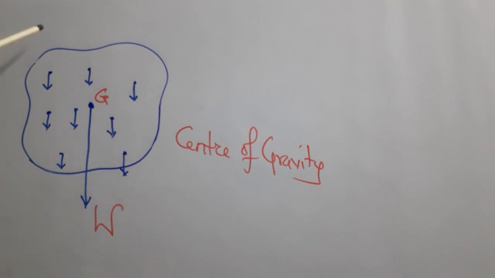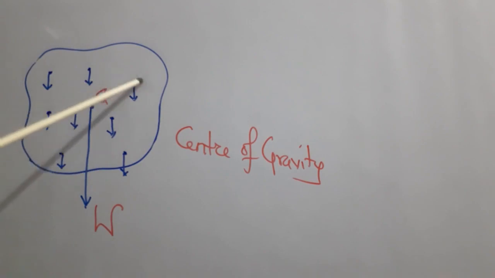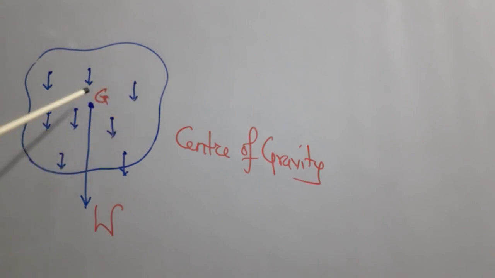I am fixing this object about this point, right? Then the weight of all these particles will tend to rotate this object in the anti-clockwise direction, right? And the weight of all these particles will tend to rotate the object in the clockwise direction. Now, this point is located such that about this point, the anti-clockwise moment produced by these particles will be exactly equal to the clockwise moment produced by these particles, right? So your object will be in a balanced condition.